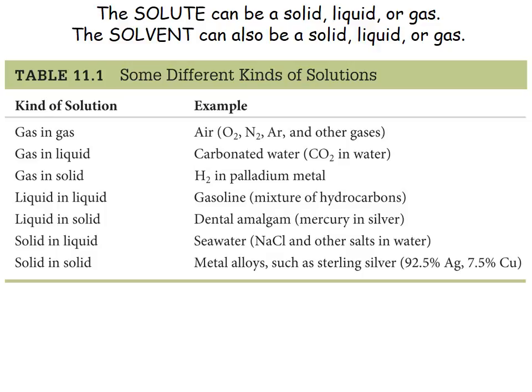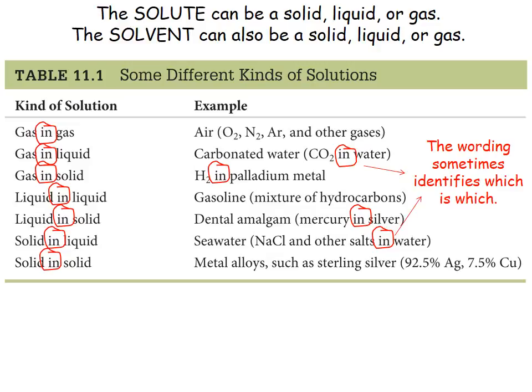Now the wording is kind of important. You see this "in" here. Okay, so the wording is subtle, but the use of that word "in" gives some idea about which substance is the solvent and which substance is the solute. And that is because the solute is dissolved in the solvent. So when you see up there carbonated water, which is carbon dioxide in water, that means that carbon dioxide is, based on that wording, the solute, and water is, based on that wording, the solvent. So sometimes it's subtle, but it's definitely implied from that wording.